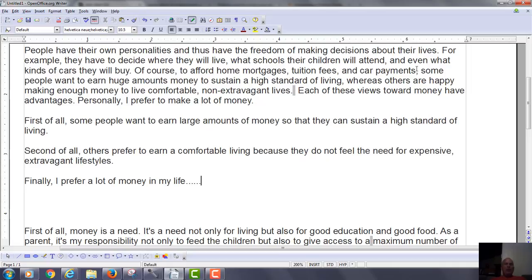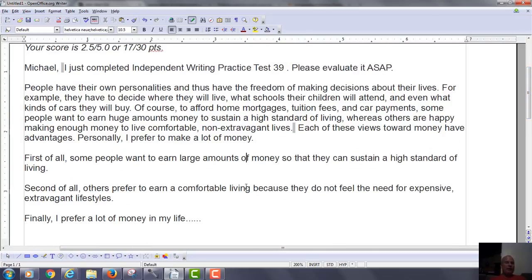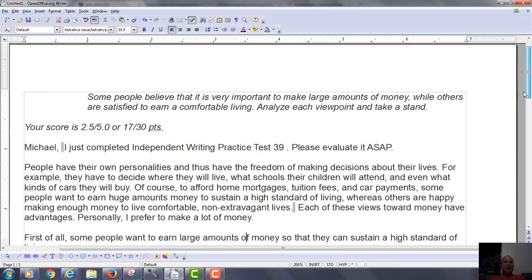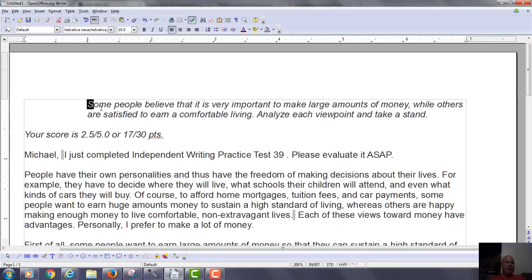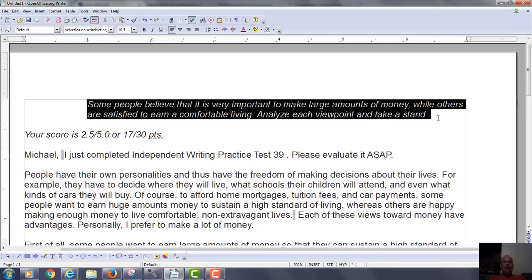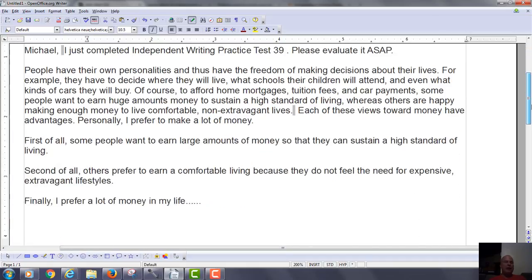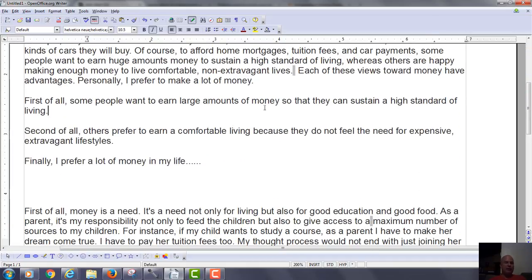So now what we've done is, I'm just showing you the structure here. So this paragraph here, you're talking about why some people want to earn large amounts of money. And then in this paragraph, you talk about how others just want to earn a comfortable living, and then you get into what your opinion is. Now notice how these topic sentences that I've created, they go back to the question. I'm taking some of the key ideas from the question and I'm putting them in the topic sentences of these body paragraphs.